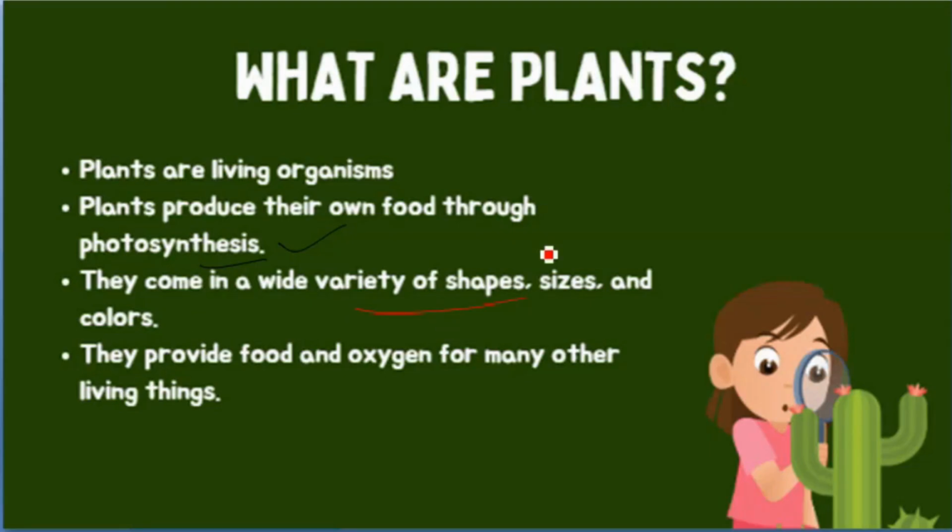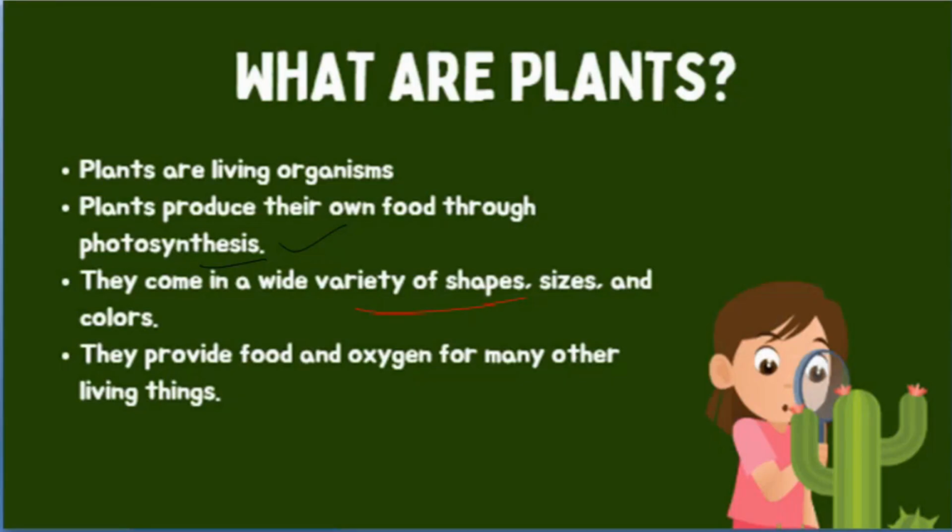And the plants are of different sizes. Have you seen all the plants in the same shape and same size and same color? No, they are different in shapes, sizes and colors. Their color is different because their leaves have different colors. Some leaves are yellowish in color, some leaves are reddish in color, but most of the leaves are green. That is why most of the plants and trees are green.